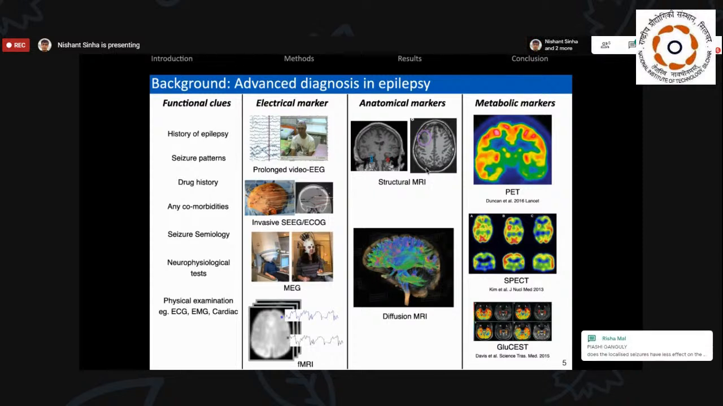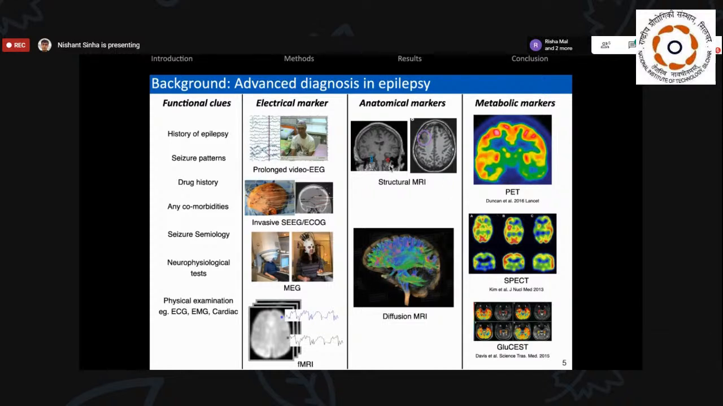There can also be some anatomical markers, and these anatomical markers would essentially be structural MRI or diffusion MRI, and they look at the actual structure of the brain. And there may also be some metabolic markers. All these different pieces of information are complementary to each other, and they help identify the pathology in the brain.